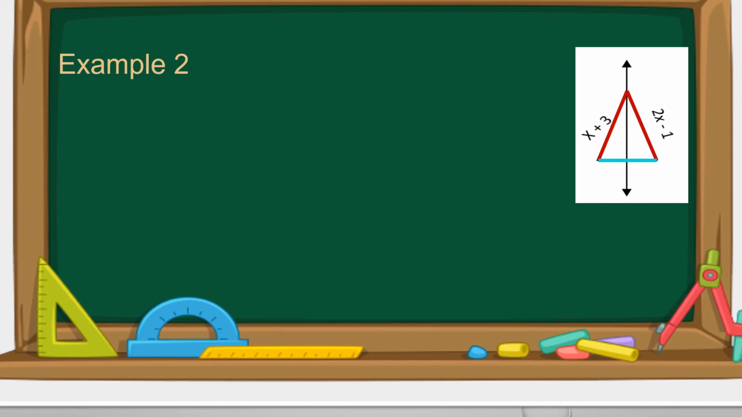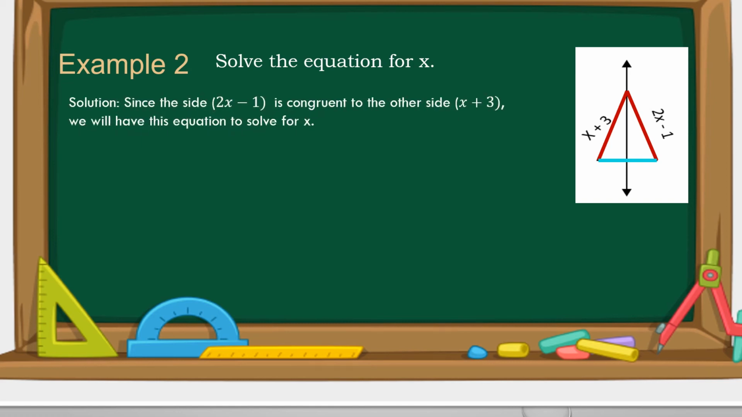Using the figure on the right, let us solve the equation for x. We will apply our knowledge about the perpendicular bisector theorem. So here is the solution. Since the side that measures 2x minus 1 is congruent to the other side which measures x plus 3, we will have this equation to solve for x.